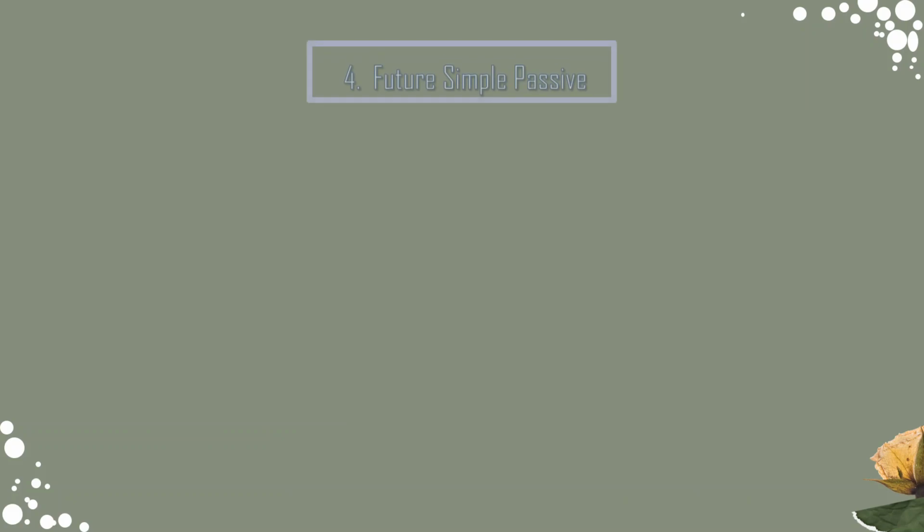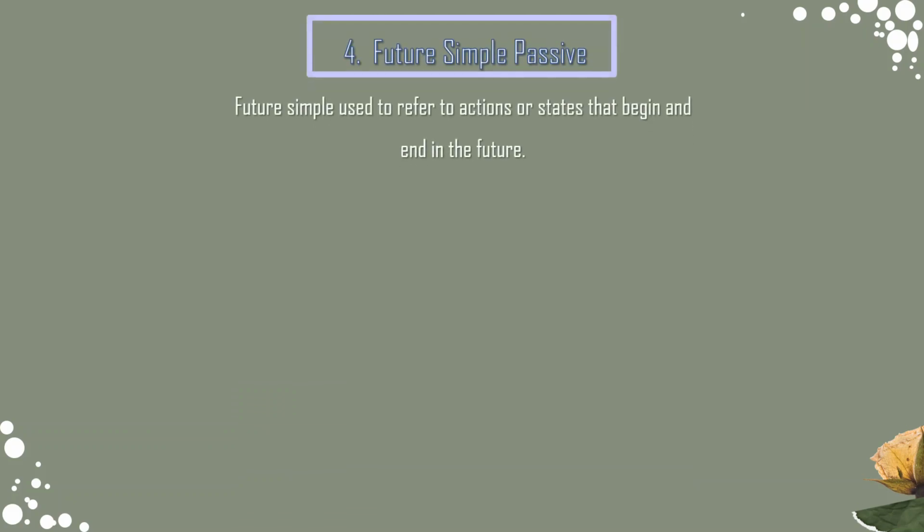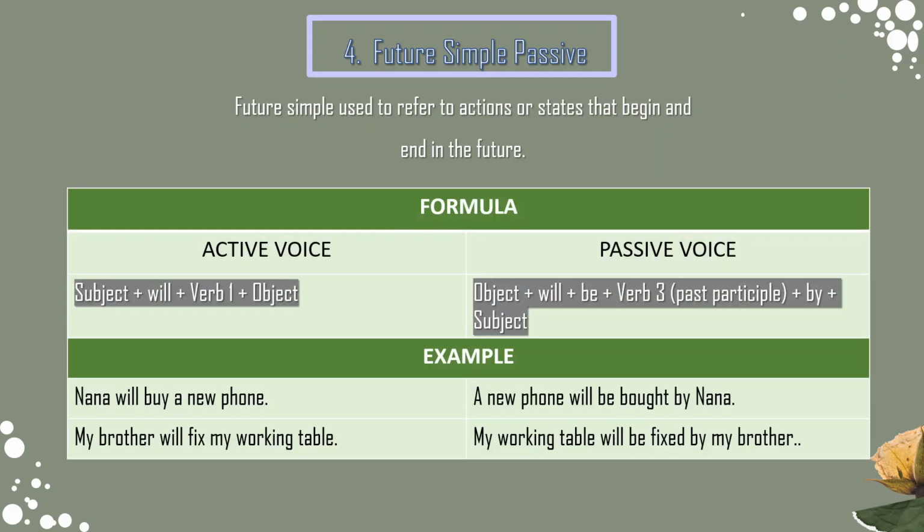Next, future simple passive. Future simple is used to refer to actions or states that begin and end in the future. This is the active voice formula: subject plus will plus verb 1 plus object. And this is the passive voice formula: object plus will plus be plus verb 3 or past participle plus by plus subject.